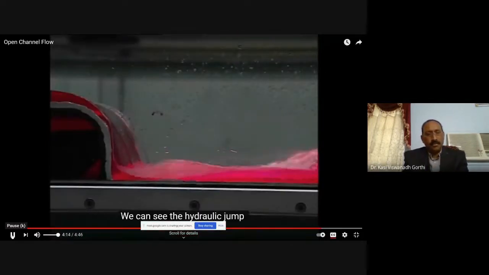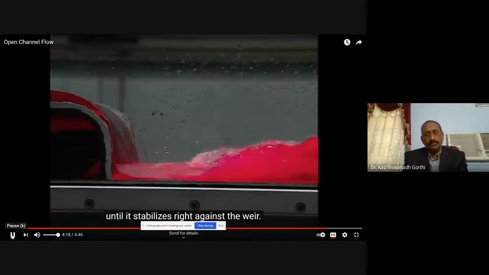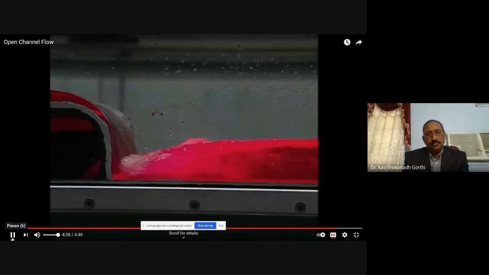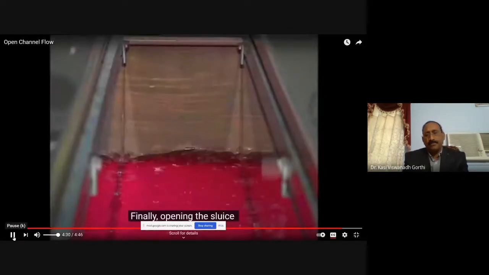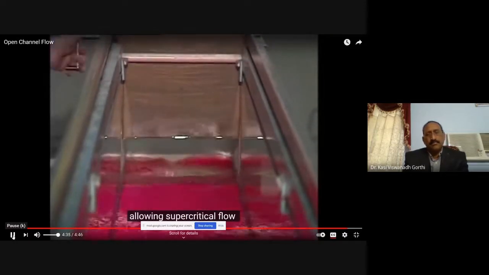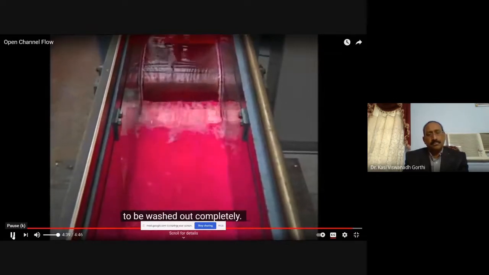We can see the hydraulic jump gradually creeping up the flume until it stabilizes right against the weir. Finally, opening the sluice removes the restriction on the flow, allowing supercritical flow to continue down the flume and causing the hydraulic jump to be washed out completely.